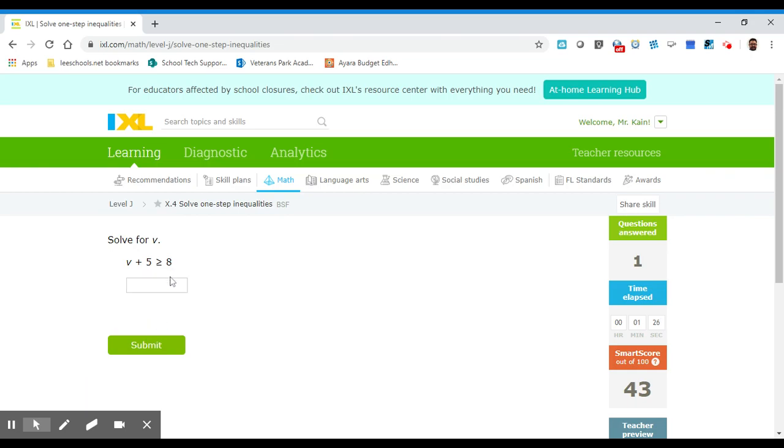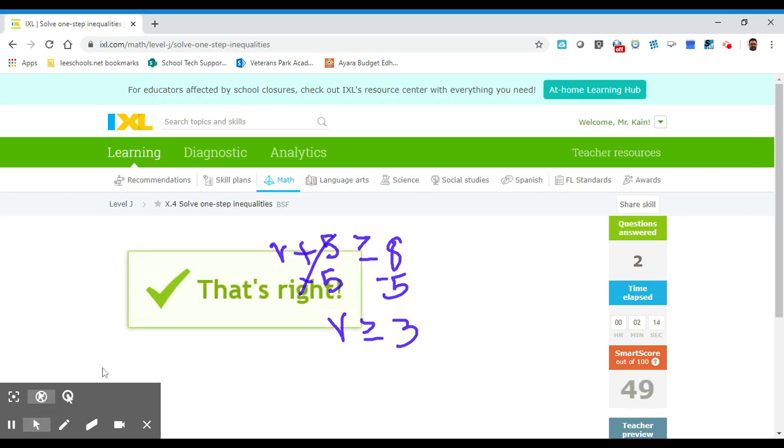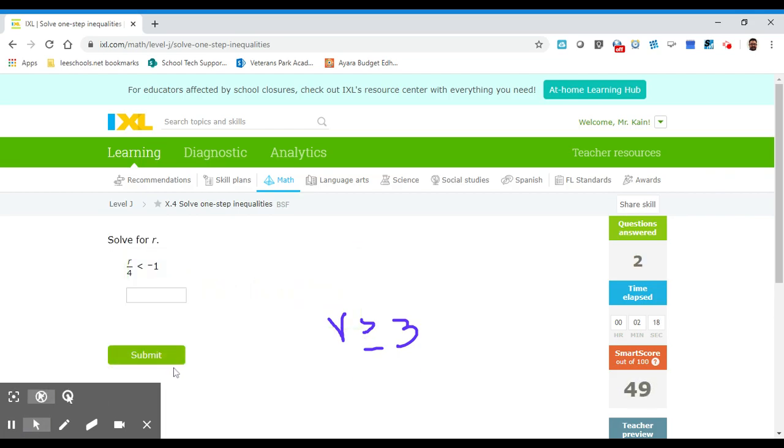So let's go ahead. In this problem, solving it using algebra, we can plug something in here, right? For this one, we know 3 plus 5 is 8. So v plus 5 greater than or equal to 8. We're going to subtract 5 from both sides. And v is going to be greater than or equal to 3. So we're going to plug it in, type this in, and then we'll hit submit.